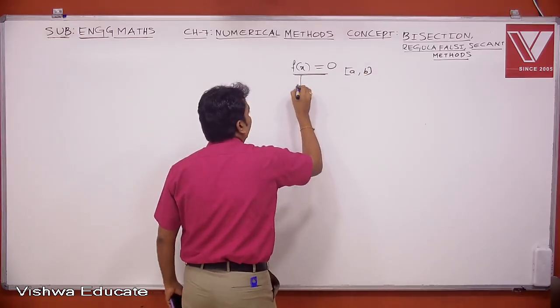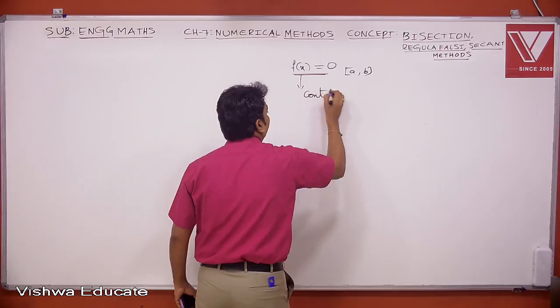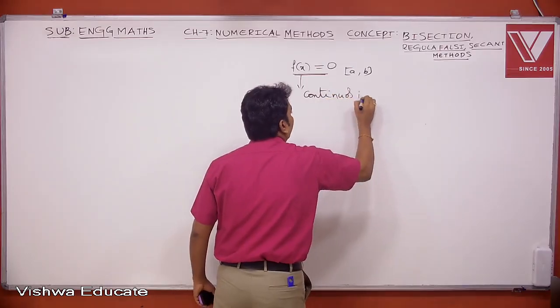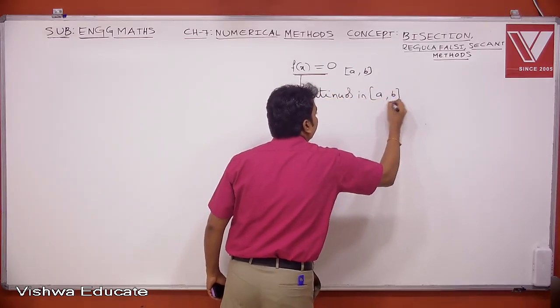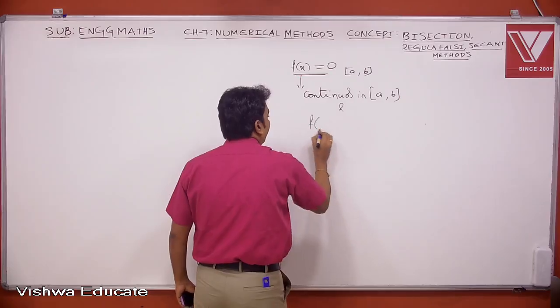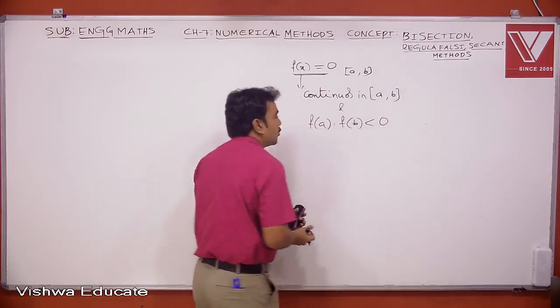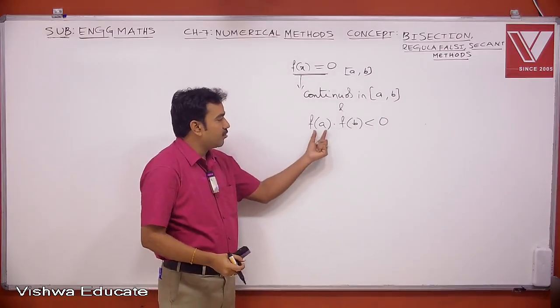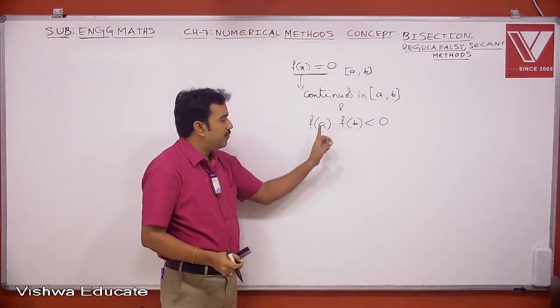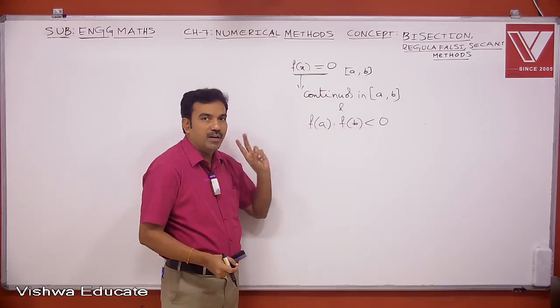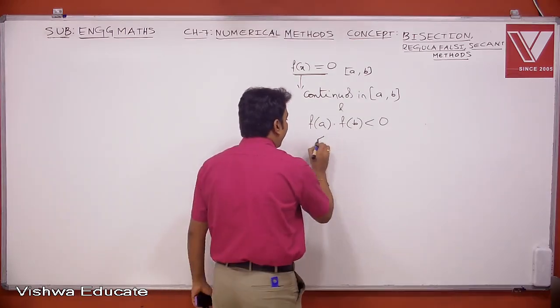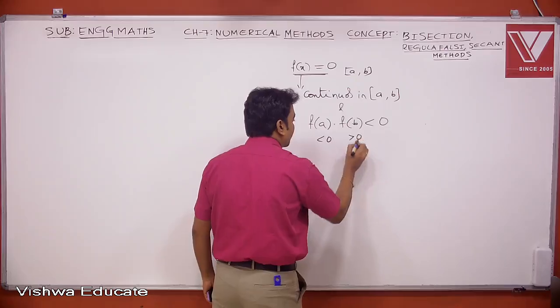Assume that this is a function which is continuous in closed interval a comma b and f of a dot f of b is less than 0. So that means if f of a is negative, then f of b must be positive. If it is positive, then it must be negative. Only two cases.